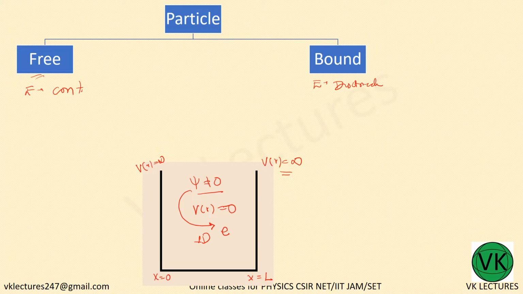For this free particle, the wave function psi is given by under root 2 by L, this is a constant, times sine n pi x divided by L. And n pi divided by L is called k. So you can write this as under root 2 by L sine kx.